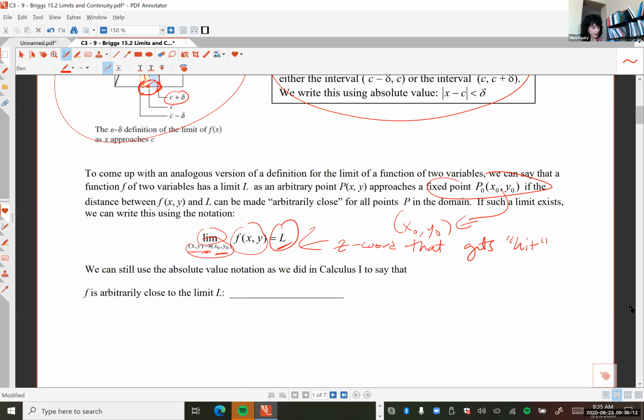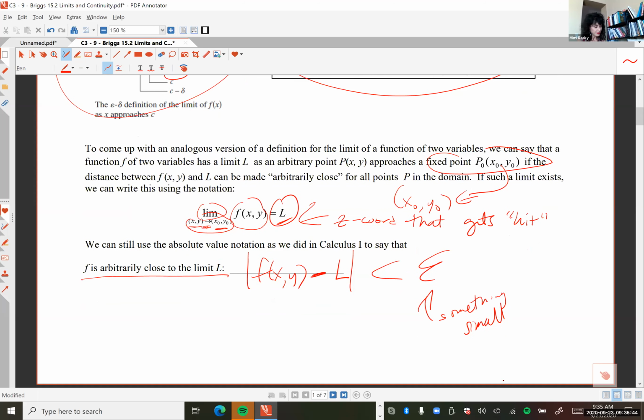Okay, so we're still going to use absolute value notation. When f is really close to L, it's going to look like this, and this is how mathematicians do distances: they take a difference, so the difference between f of x, y and L, and then they put absolute value bars on there to ensure that it's a positive result, because you don't want your distances to be negative. It could be 0, as long as it's non-negative. Less than epsilon, where epsilon is something small, typically like 0.01 or 0.001 or maybe 0.00001, something tiny.